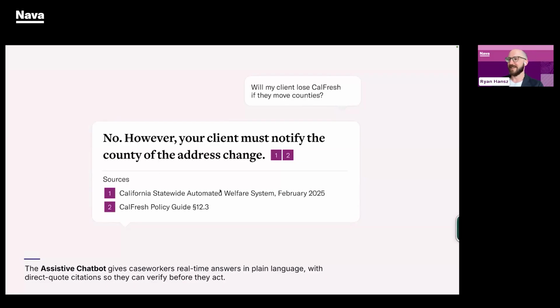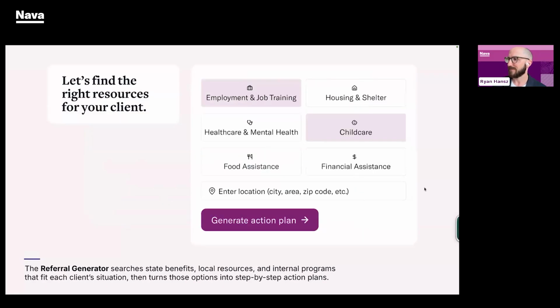Okay, so our first tool that we're going to reference is the Assistive Chatbot. And the second one is the Referral Generator, which has the goal of collecting resources from a lot of different sources, some of them external to an organization like a 211 or a Find Help, if you're familiar with those, but also internal resources, say a Goodwill job training program that they run, and puts it all in one tool for caseworkers to easily navigate between and generate action plans for their clients to actually get the support that they're being connected to.